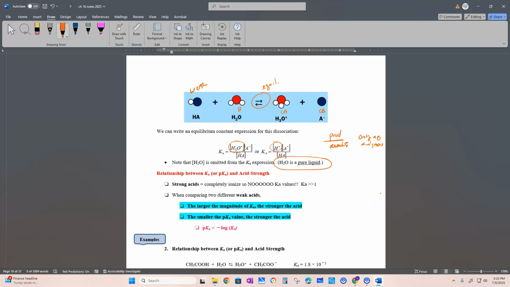Okay. Now, what does this Ka value tell us? Well, first, number one, strong acids, there is no Ka values. No Ka values. And why? Why? What do we know about strong acids? It's because they completely dissociate. What that Ka value tells me is how much the acid dissociates.